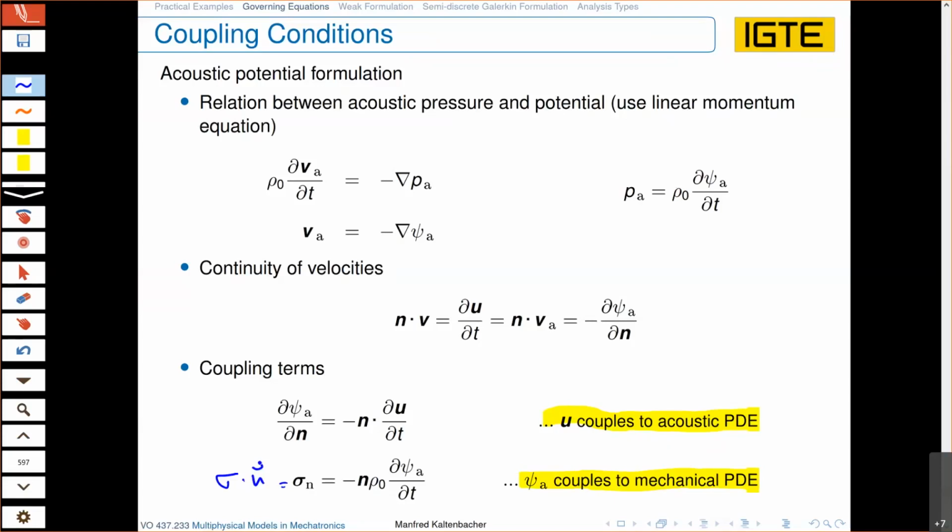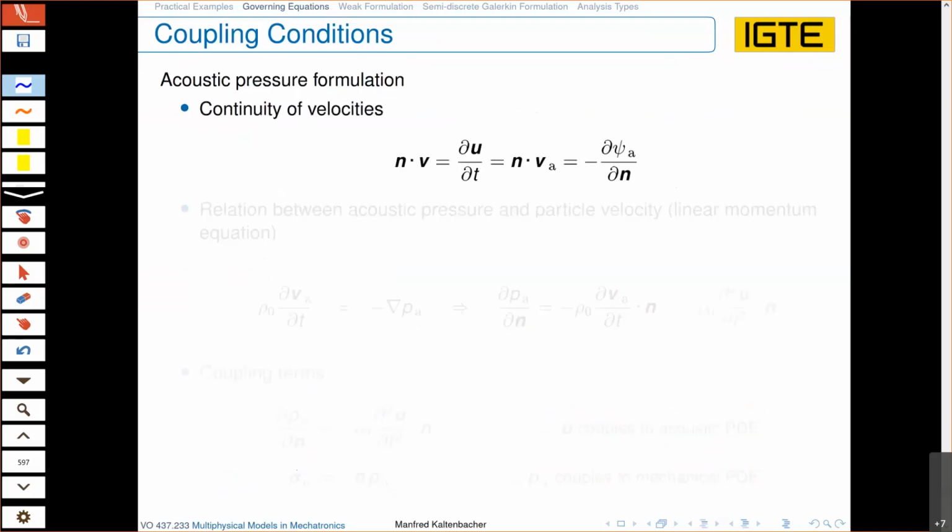And exactly this term and this term we have within the weak formulation when we do the integration by parts, when we apply the integral theorem of Gauss, also called the divergence theorem, and then you see how we can substitute these quantities and get the coupled weak form of the mechanical acoustic problem.